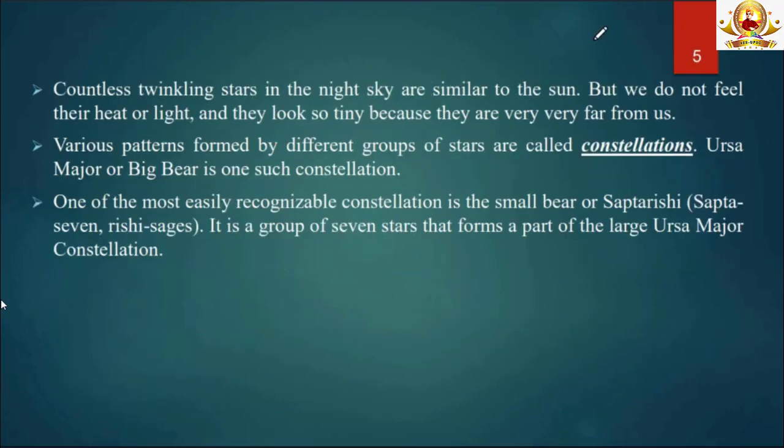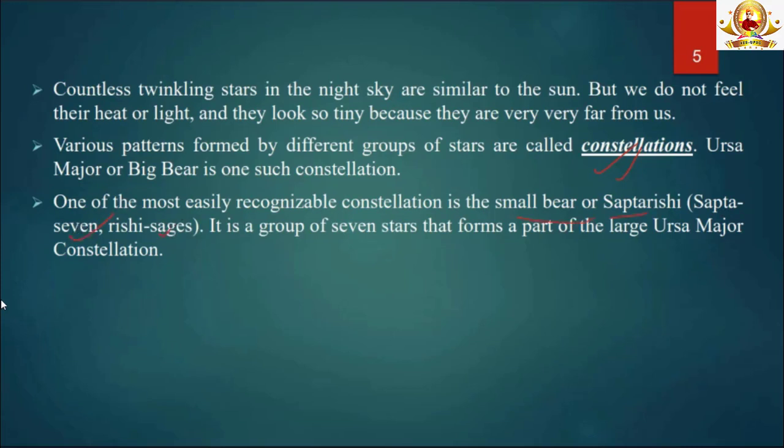Let's move further and see what is there in the sky. Apart from the moon and sun, we see a lot of stars in the sky. Have you ever in your childhood tried to make images out of the stars? Yes, everybody has. The various patterns formed from different groups of stars are called constellations. Maybe your grandmother or grandfather has told you, see, that is Saptarishi. It is a combination of 7 stars and it is a constellation. Sapta means 7 and Rishi means sage.